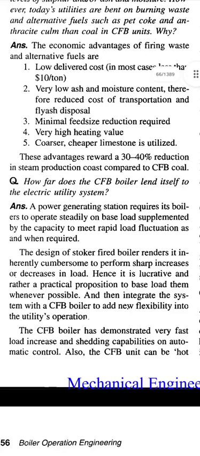The design of stoker fired boiler renders it inherently cumbersome to perform sharp increases or decreases in load. Hence, it is lucrative and rather a practical proposition to base load them whenever possible, and then integrate the system with the CFBC boiler to add new flexibility into the utility's operation.